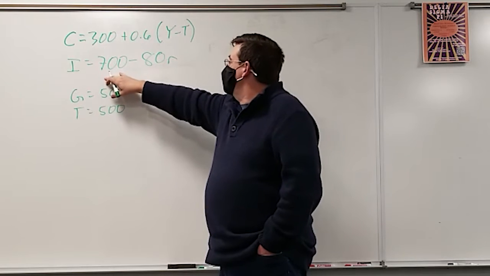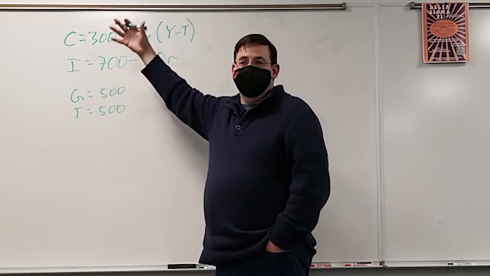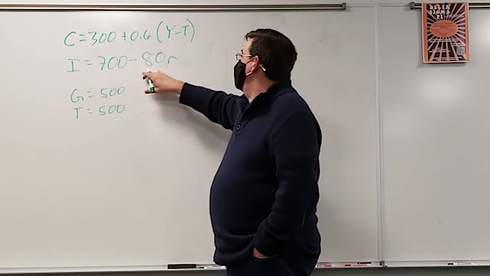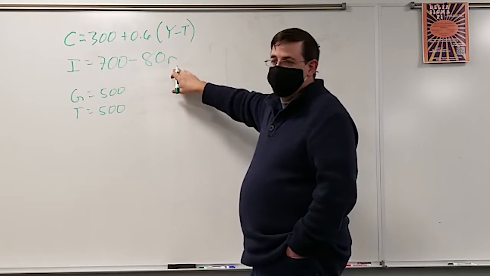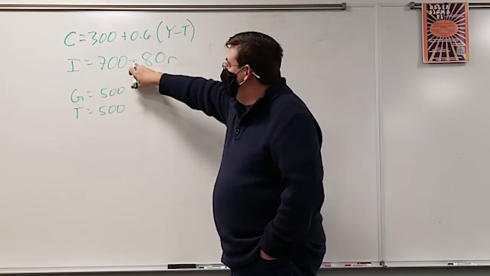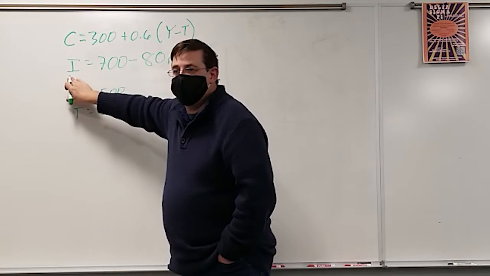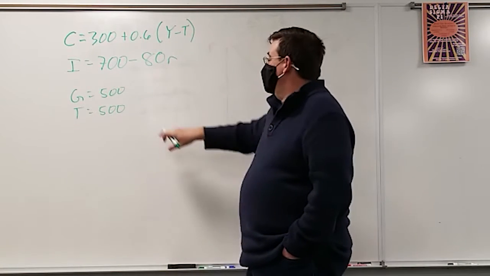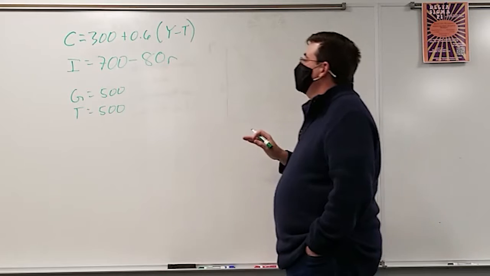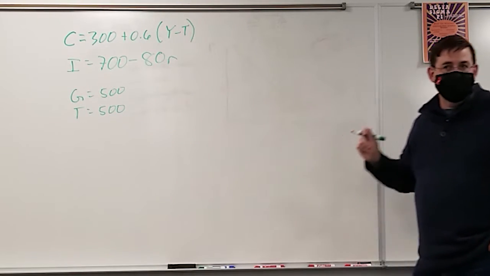What about investment? Investment is 700 minus 80 times whatever the interest rate is. Okay. So we've got a negative relationship between the interest rate and the total level of investment. We've got some government spending and some government taxation. Can we go from this information and draw an IS curve?